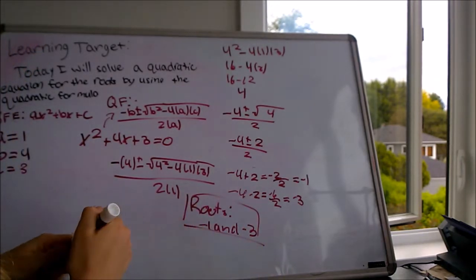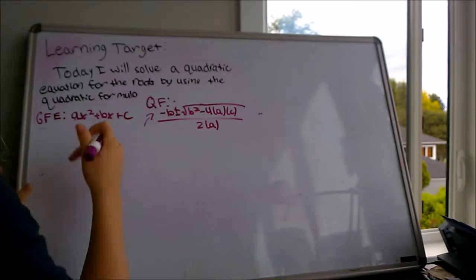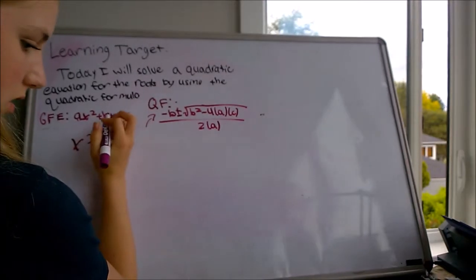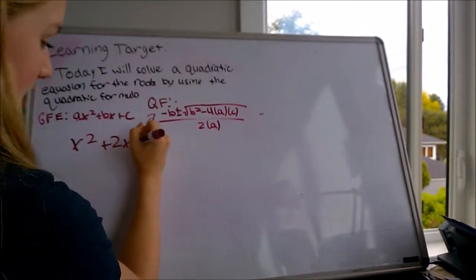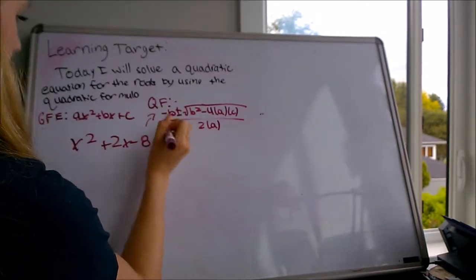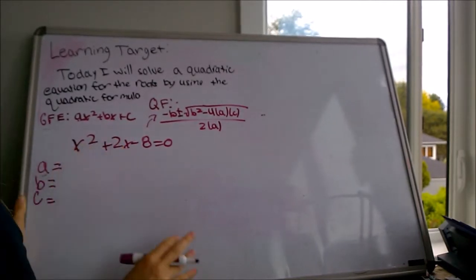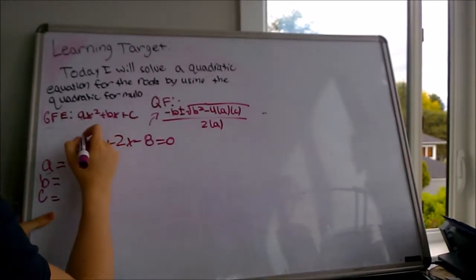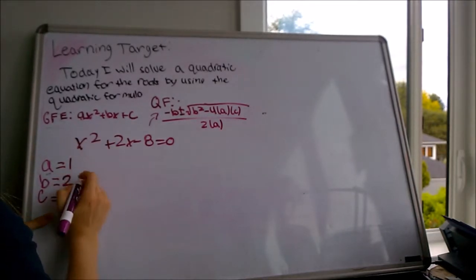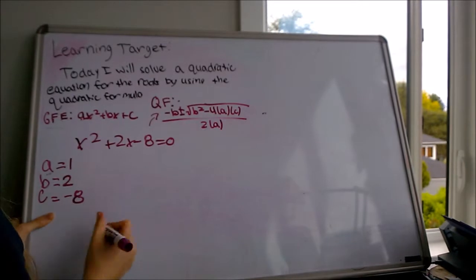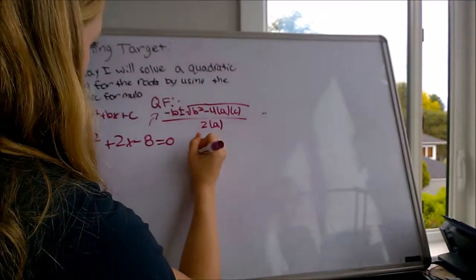So our next equation is x squared plus 2x minus 8 equals 0. Again, we need to find the a, b, and c values. So we'd use the same thing. So a again is 1, b is 2, and c is negative 8. Now that we have those, we can enter them back into the quadratic formula just like last time.